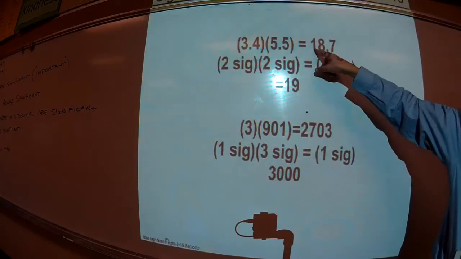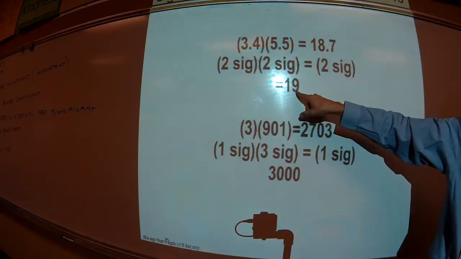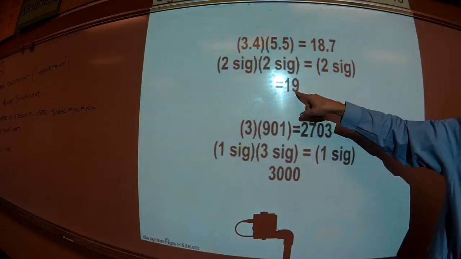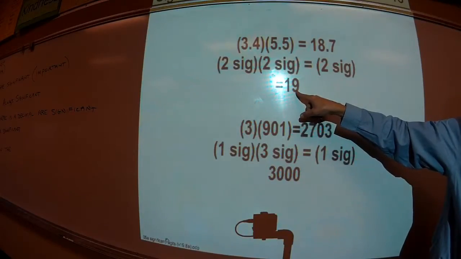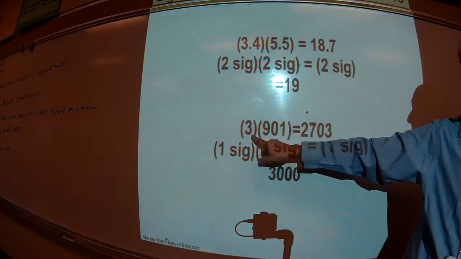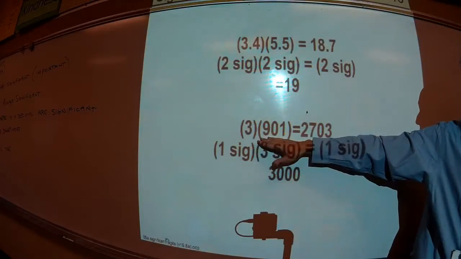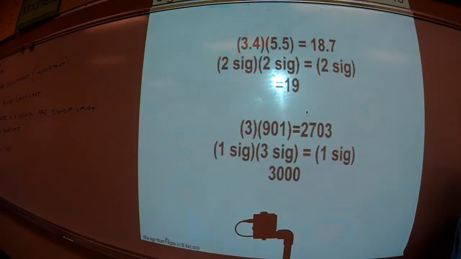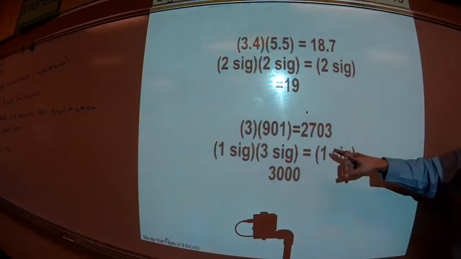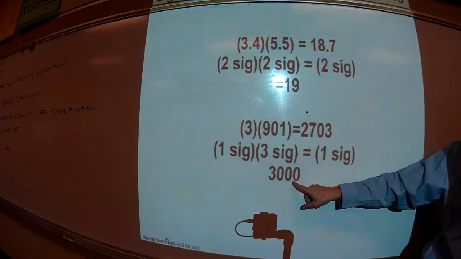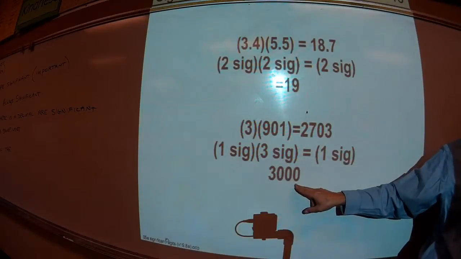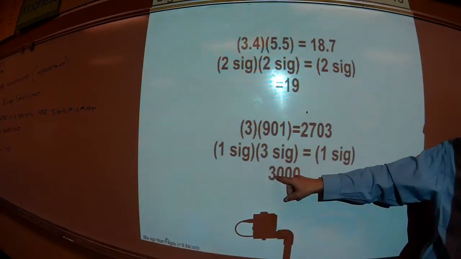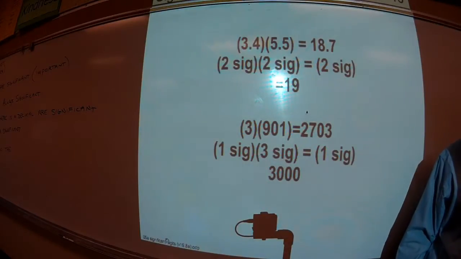So let's take this down. So 18.7 becomes 19. So I round it. I round it at the end. How many sig figs there? 1. How many here? 3. My final answer is only good to 1. So I can't round it. I've got to round it to 3,000. Now I realize this 3,000 is ambiguous, but I've taken it to what looks like 1 sig fig.